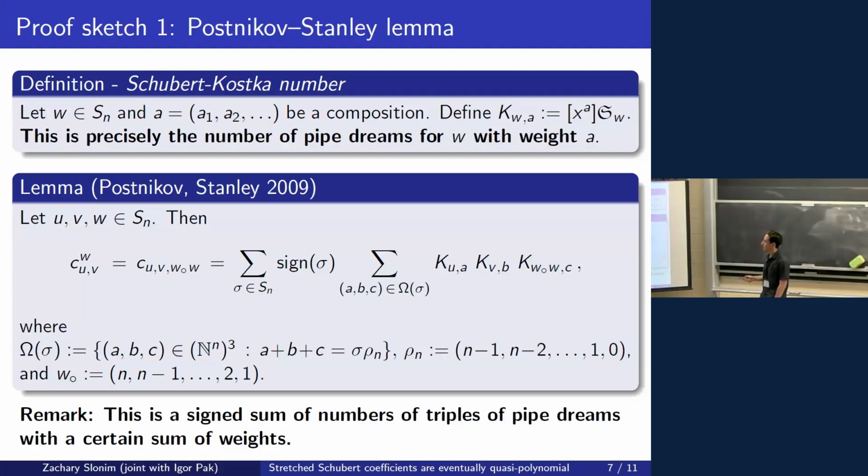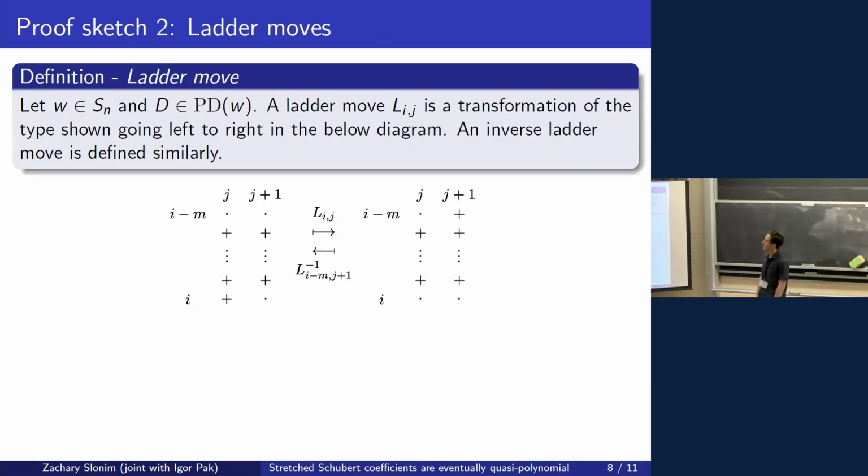So we're going to take this sum that's over some finite thing in terms of capital N of these, like, number of triples of pipe dreams, right? So for our purposes, it suffices then to show that this thing, the number of triples of pipe dreams, is eventually a quasi-polynomial in our scaling factor. So how are we going to go about that? We're just going to be counting triples of pipe dreams with a certain sum of weights.